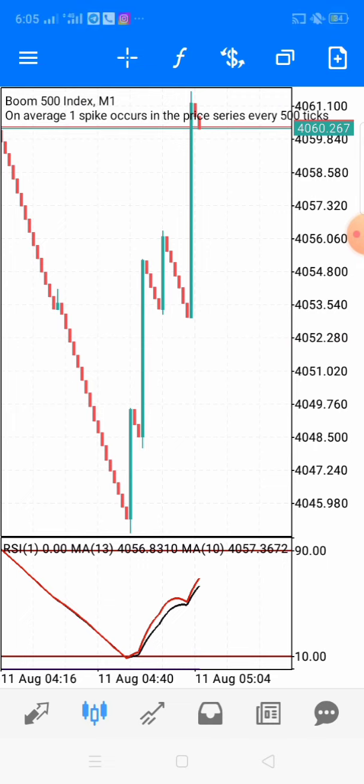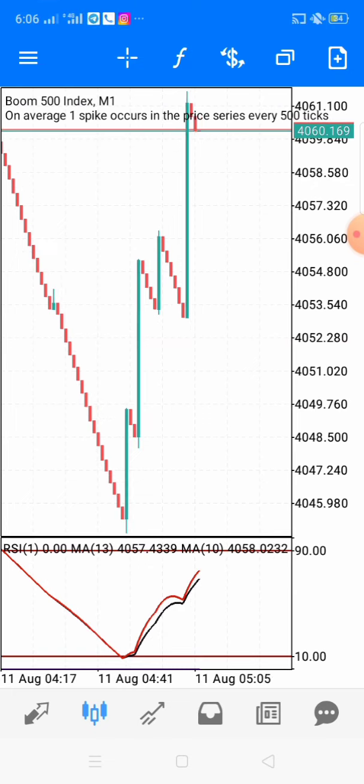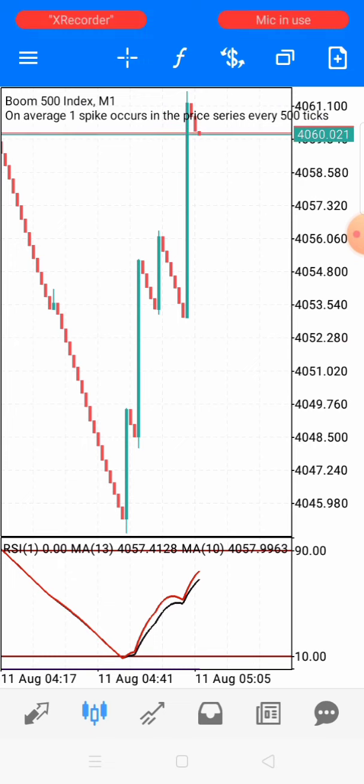So I'm going to be showing you how to catch spike with Boom 500 using these indicator settings. It's quite simple to understand. As you can see, I have my RSI and the moving average here. I'm just using two indicators, although the moving average will be adding an extra one to it. Now we have the level 90 and we have the level 10, and we are on the Boom 500.